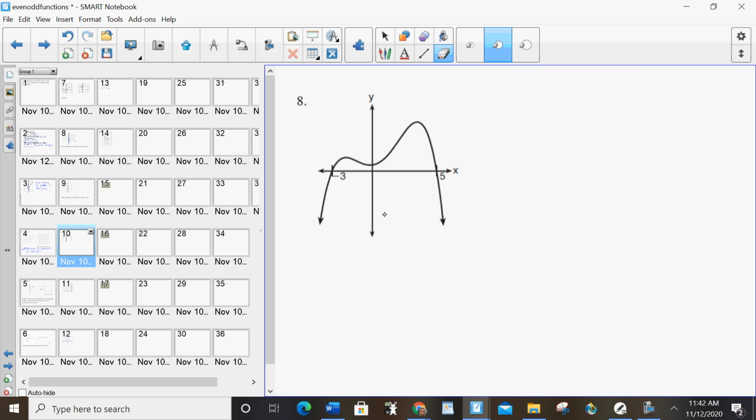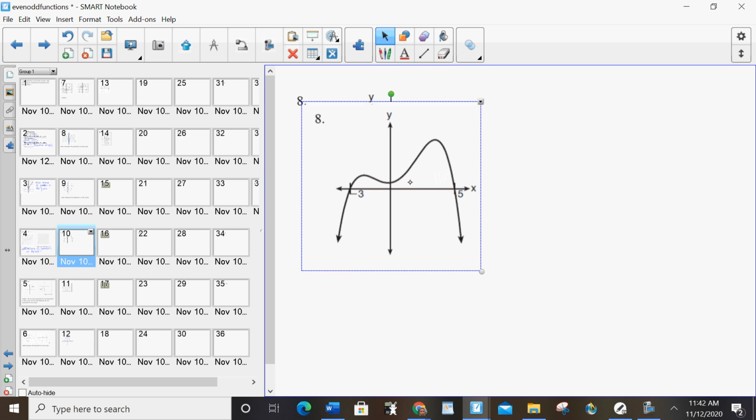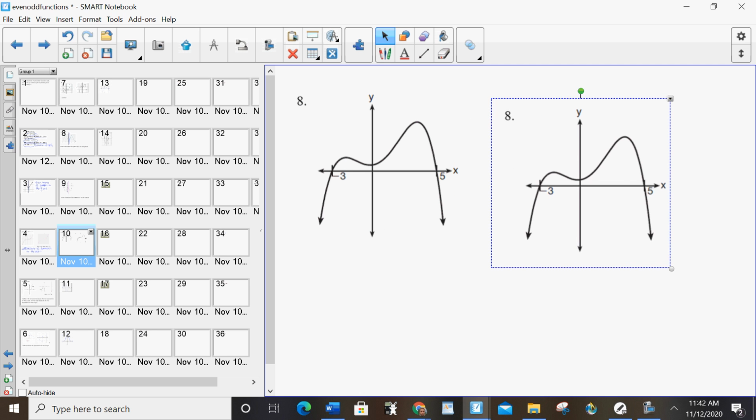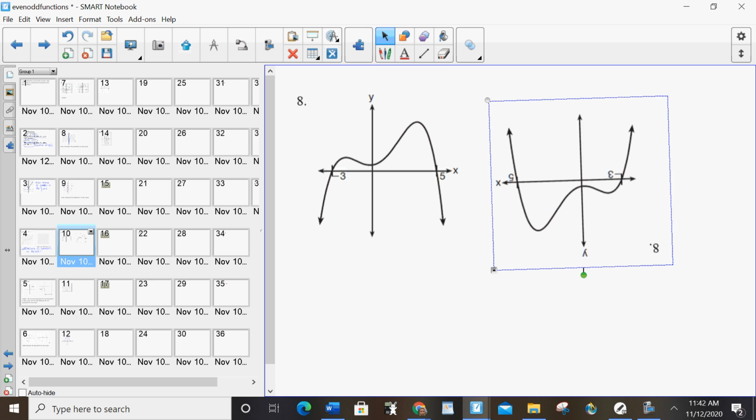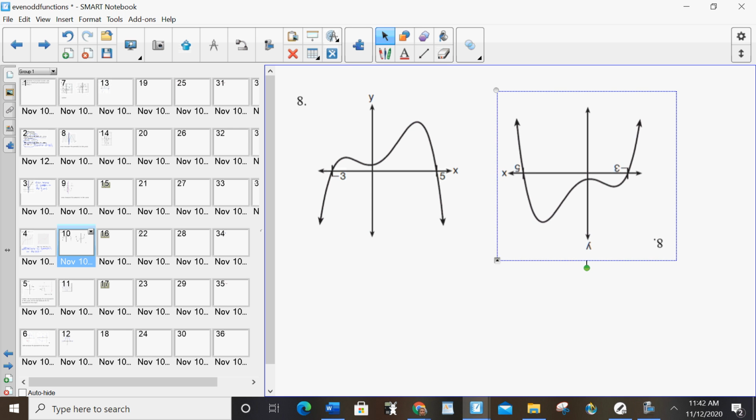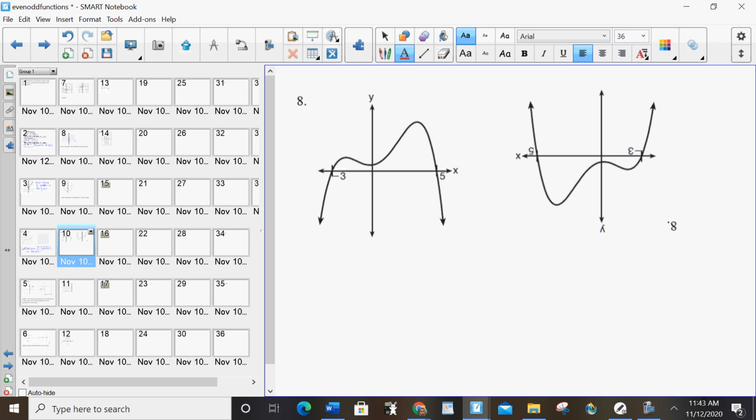Well, one way to check is to count and see if it lands on itself. The other, easier way is to turn it upside down. You're physically turning your paper, or your phone or laptop, upside down. Are those exactly the same? Not even close. So this would be neither.